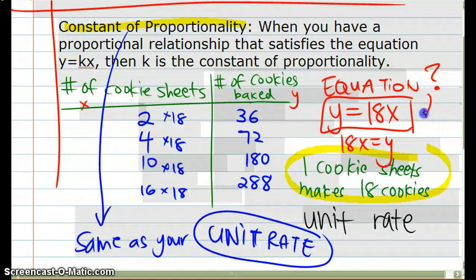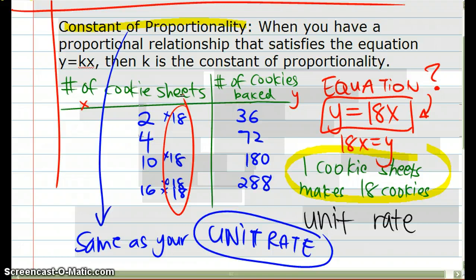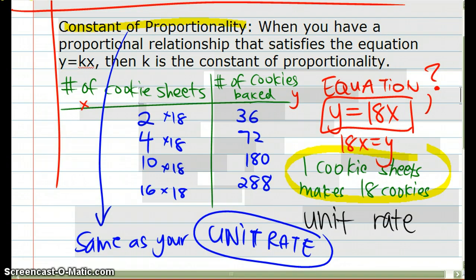In this equation that we were able to come up with based on our cookie sheets and the cookies that were baked, we found that 18 was the constant of proportionality. It's really the same thing as our unit rate. So 18 represents the 18 cookies that are being baked per sheet. So that is the same thing as our constant. It's a consistent rate that there's going to be 18 per every cookie sheet. So here, let's get back to our homework.